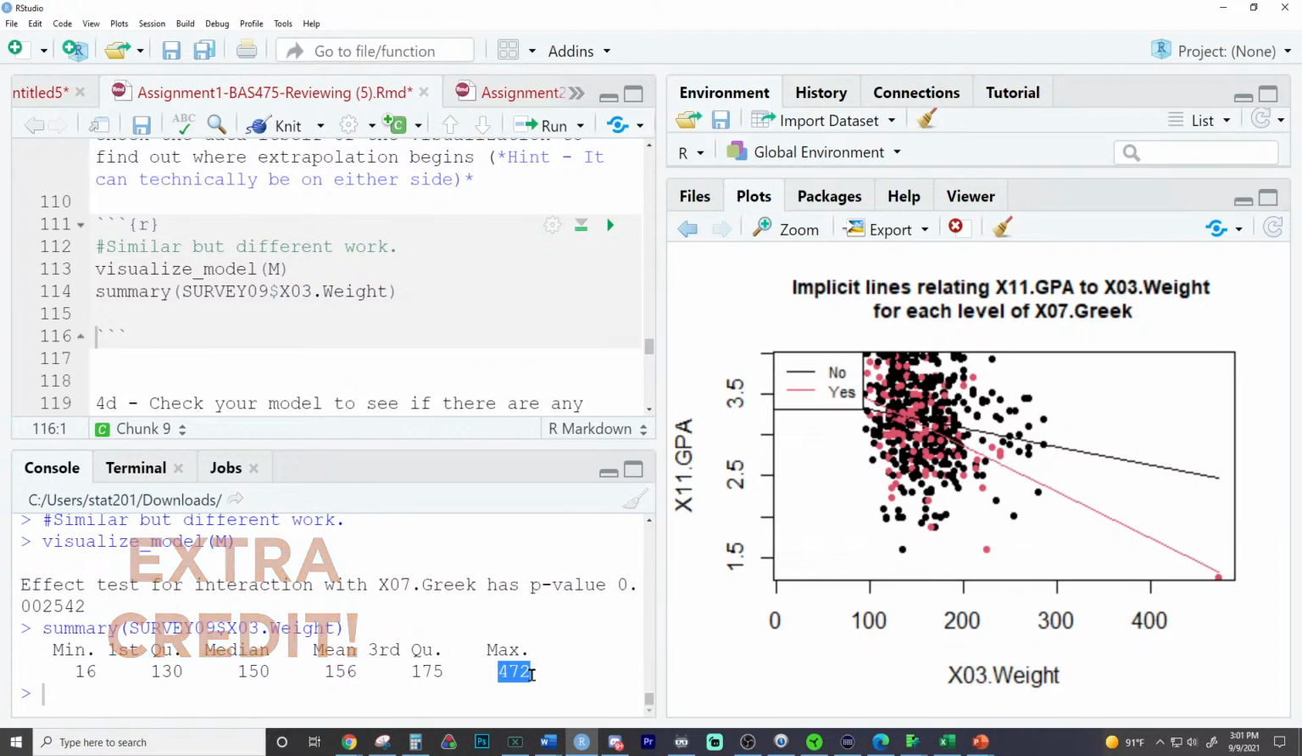And this is in 475, I believe. Yeah, I think so. It's in 320. Cora, good to see you here. Feel free to ask some questions. We are extrapolating because we're going to make a prediction for someone who weighs 500 pounds.